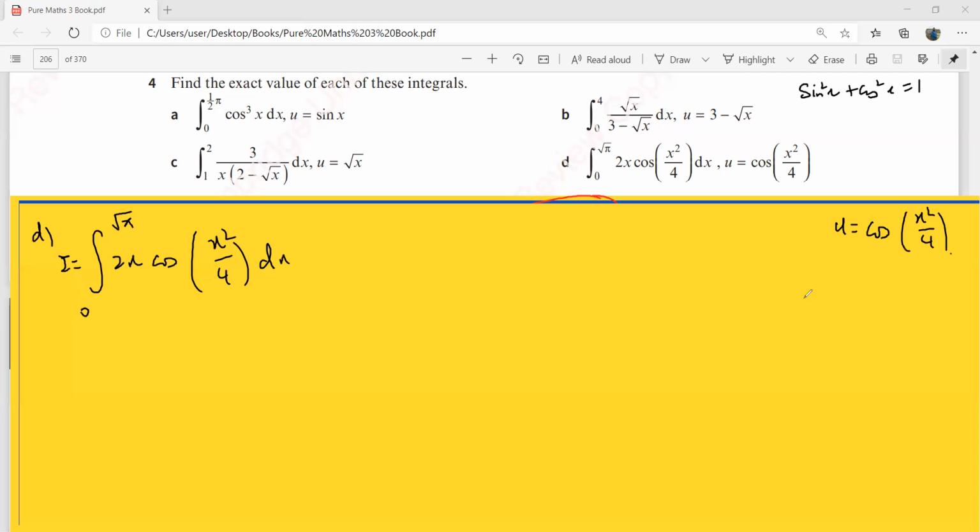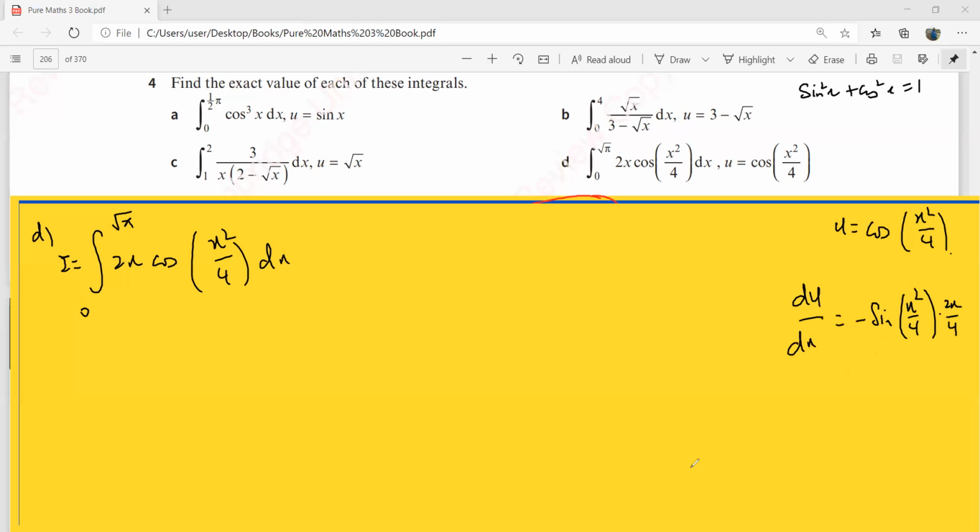Okay, so let's find du by dx. So that will be minus sine of x square over 4, and then the derivative of this x square over 4 is going to be 2x over 4. That will be x over 2. Let me write it as it is, 2x over 4. That is your du by dx. Okay, so this means that we have another problem here, that is the sine. We'll have to look for the substitution for this sine here.